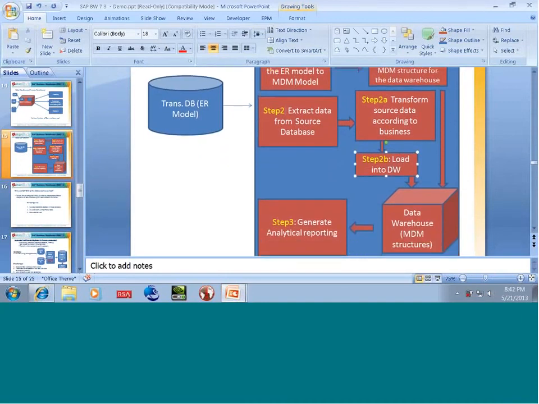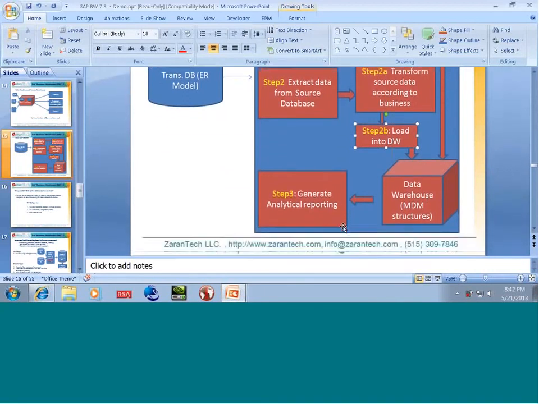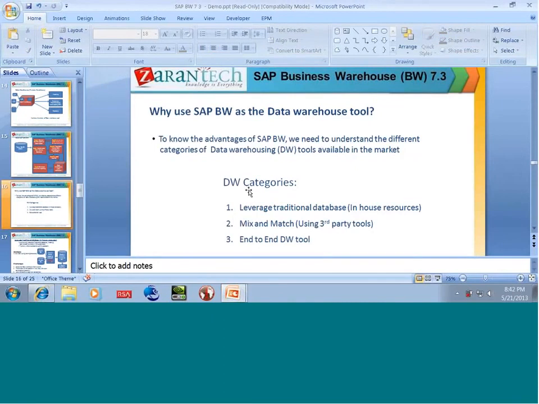Once the data is sitting here, what we can do is generate analytical reporting on top of the data warehouse. So now let's look at the different versions or different categories of data warehousing tools. For lack of a better term, this is what I came up with.